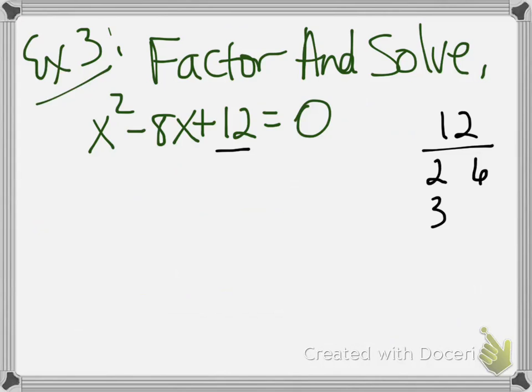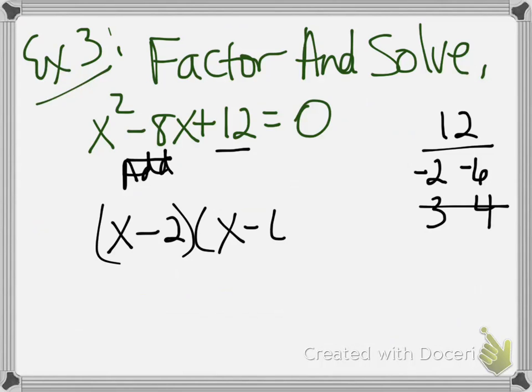How about 3 and 4? Those things multiply to give me 12. Now I need to see if I can make one of these combinations add up to negative 8. So could 3 plus 4 be negative 8? No. Could 2 plus 6 be negative 8? Well, possibly, as long as the 2 was negative and the 6 was negative. Negative 2 plus negative 6 would add up to be negative 8. So x minus 2 and x minus 6 are my factors.